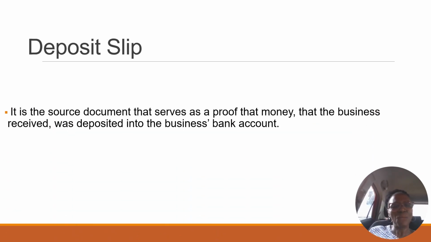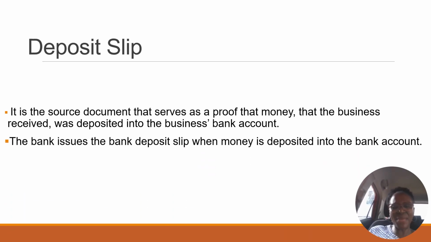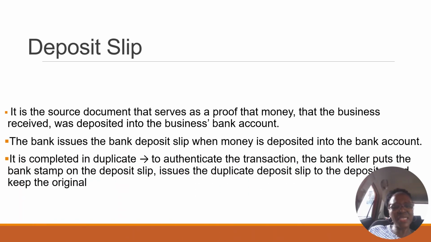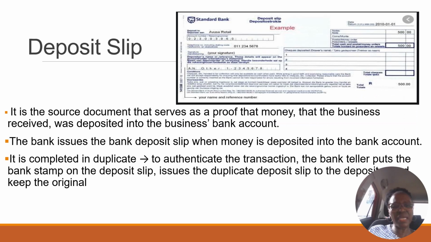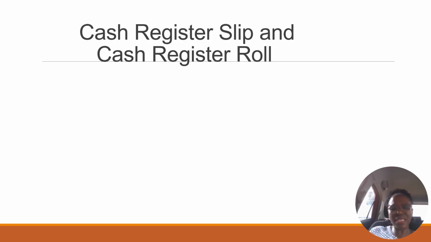Deposit slip. It is the source document that serves as proof that money that the business received was deposited into the business bank account. The bank issues the bank deposit slip when money is deposited into the bank account. It is completed in duplicate to authenticate the transaction. The bank teller puts the bank stamp on the deposit slip, issues the duplicate deposit slip to the depositor, and then keeps the original. That is the example of the deposit slip.